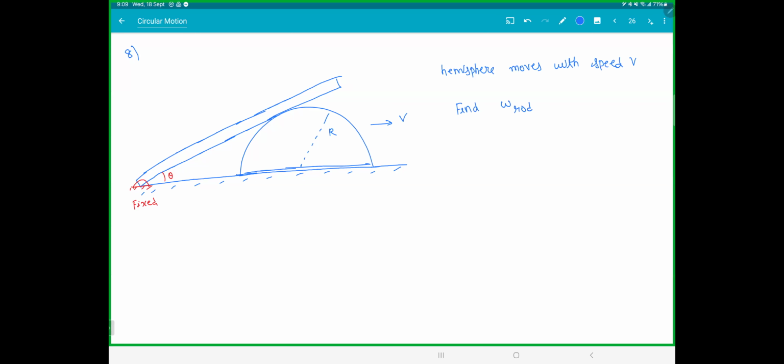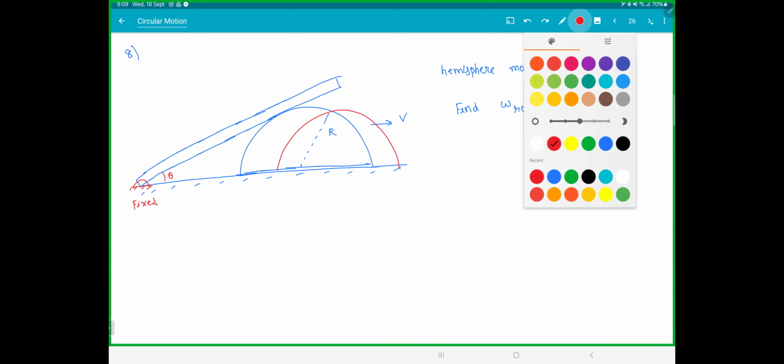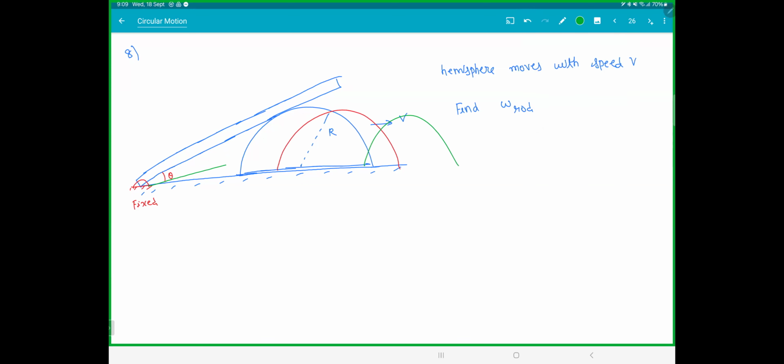Meaning, just think about it. Next moment, what will happen? The hemisphere will go like this. Then won't the rod become like this? Doesn't that mean the angle changed? Does everyone agree here? When the hemisphere is going, the angle is changing, the rod is coming more and more down. That means the rod is rotating. Next moment, when the hemisphere comes here, the rod becomes like this. So that means the rod is rotating. Find the angular velocity of the rod.